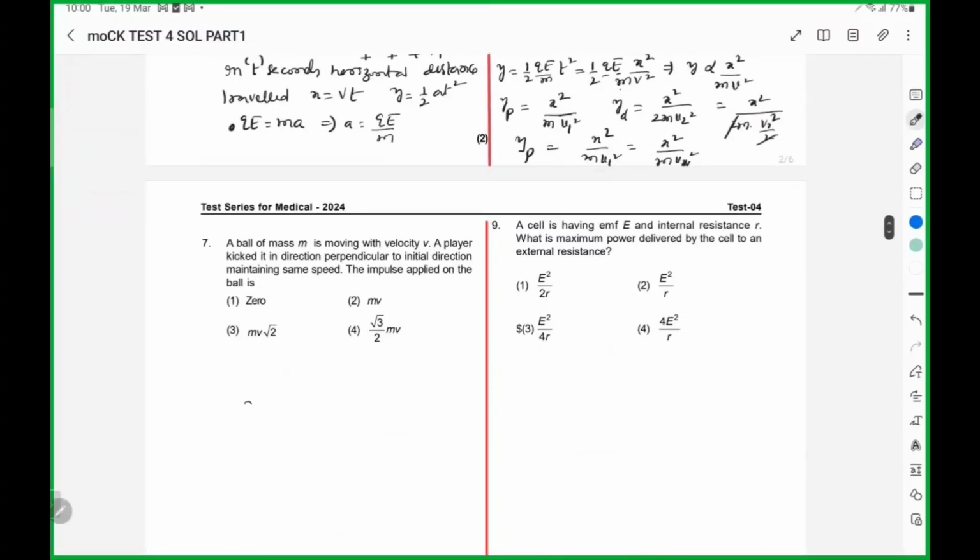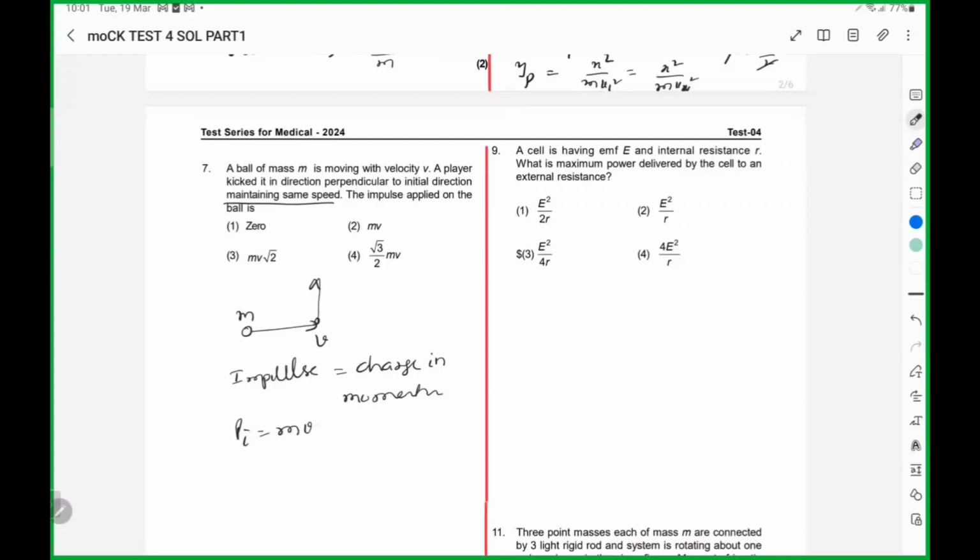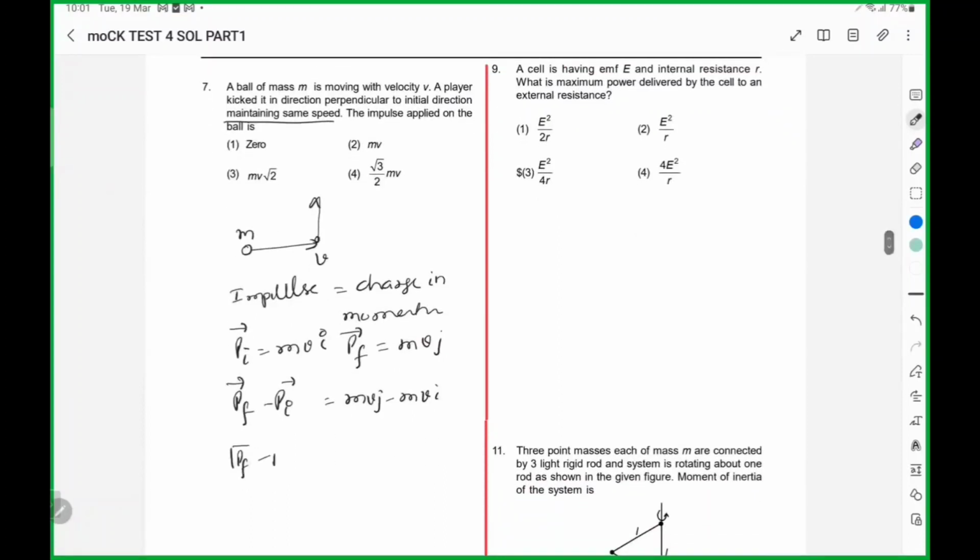A ball of mass m is moving with a velocity v. A player kicked it in a direction perpendicular to it, maintaining same speed. So the impulse is change in momentum. P initial here is mvi. P final will be mvj. Change in momentum is mvj minus mvi. So pf minus pi magnitude, which is root 2 mv.